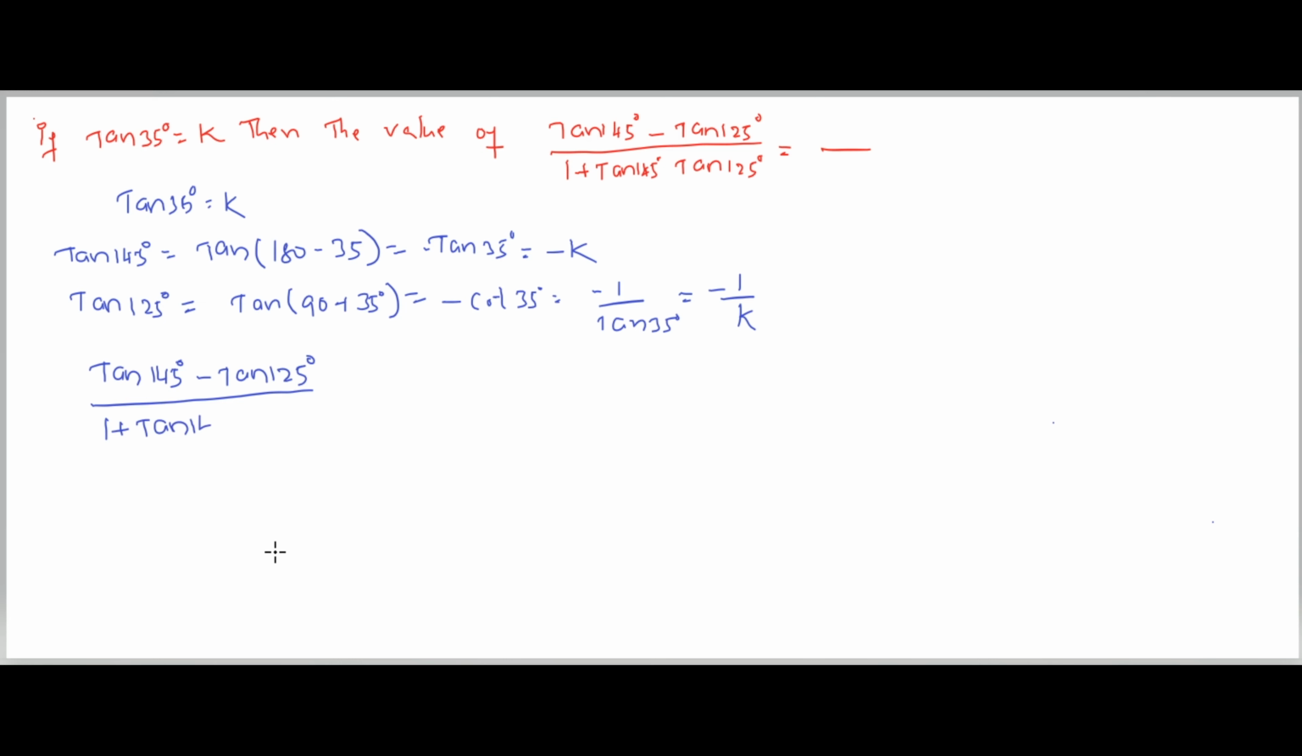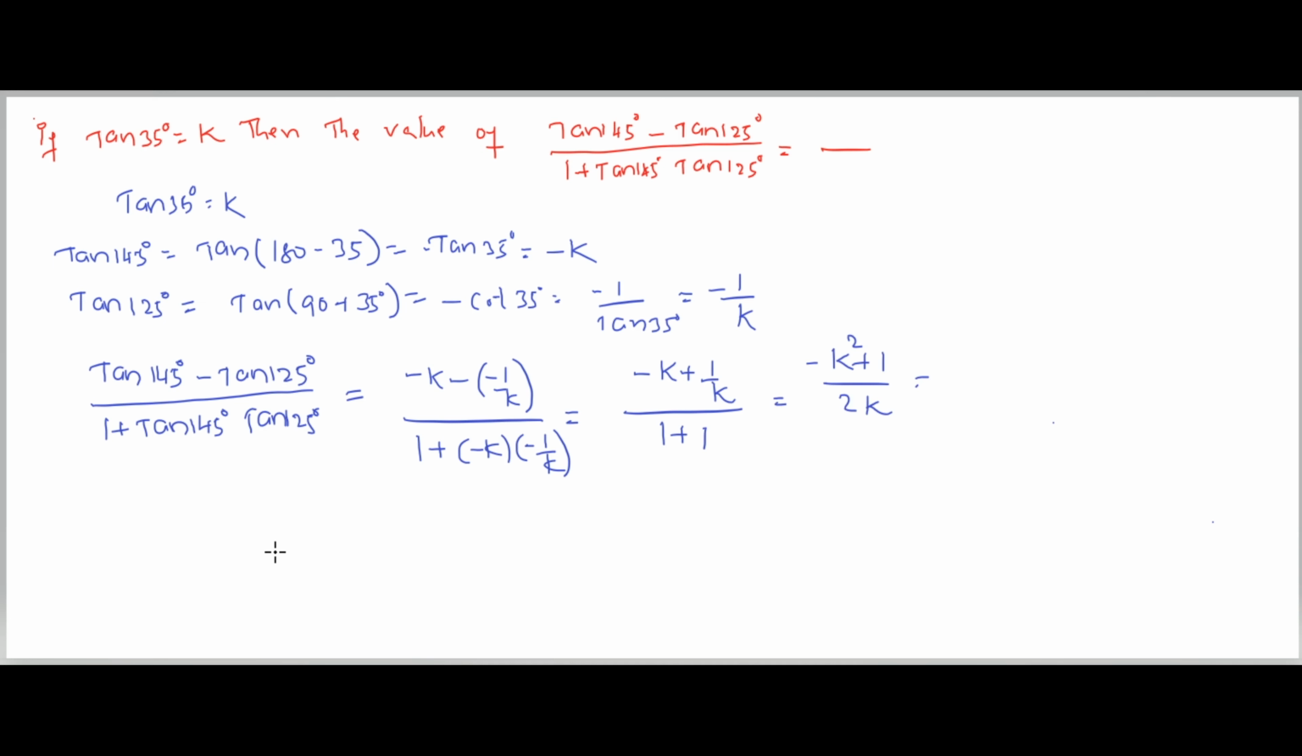where tan 145 degrees is minus k, tan 125 degrees is minus 1 by k, by 1 plus minus k into minus 1 by k. That is equal to minus k plus 1 by k, by 1 plus, the k cancels, that is 1 plus 1, that is equal to minus k² plus 1 by 2k. This is written as (1 − k²)/2k. This is the answer.